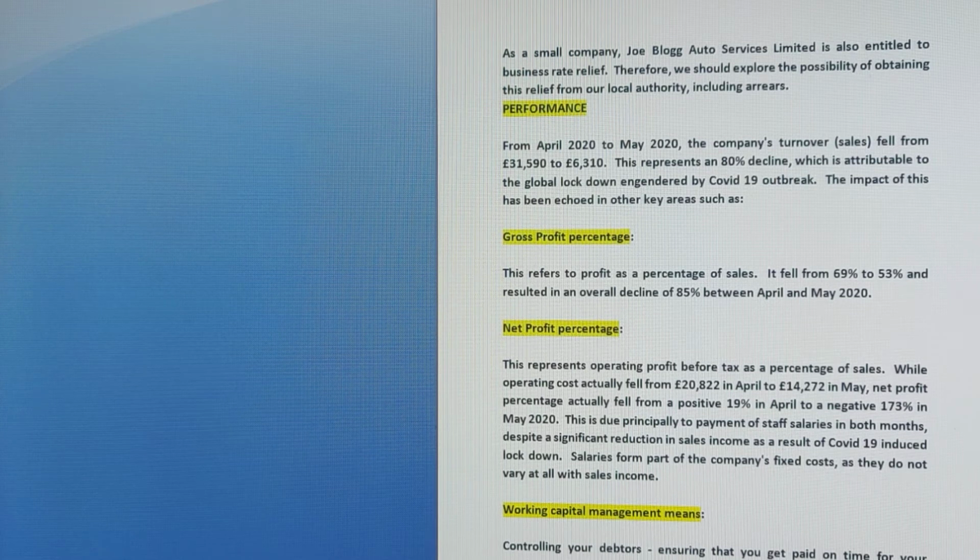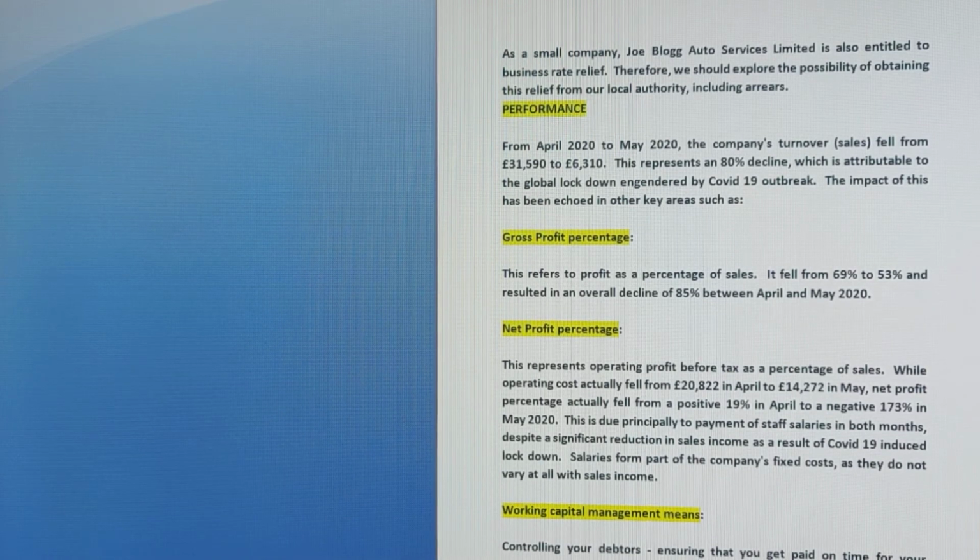Now, working capital management means controlling your debtors. Okay? Controlling your debtors. And when you control your debtors, it means you get paid on time for goods or services that you have sold. Now, on average, like I explained earlier on Appendix 1, invoices issued to customers remain unpaid for 35 days, but this fell to 17 days in May. This means that we managed to get our customers to settle their bills a lot quicker than we did in April.